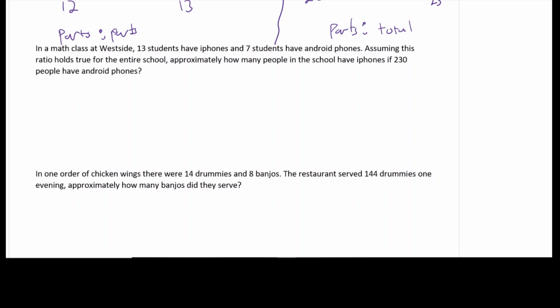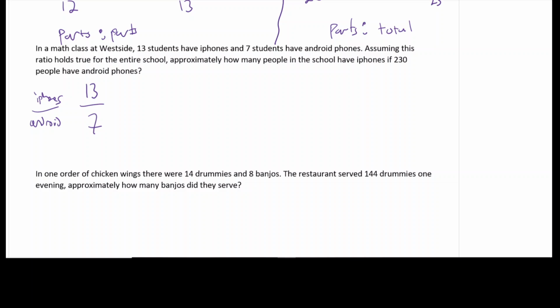To figure out whether I need a parts to parts or parts to total, I look at the other piece of information usually, and it's asking 230 people have Android phones. So it's not talking about the total number of students in the school. It's talking about, again, one of those parts. It's talking about just Android there. So I can make any parts to parts fraction to start out. So I usually just write them in the order that they show up, 13 to 7, and that's the ratio of iPhones to Android. So that's my little fraction.